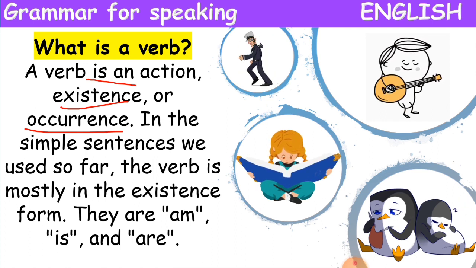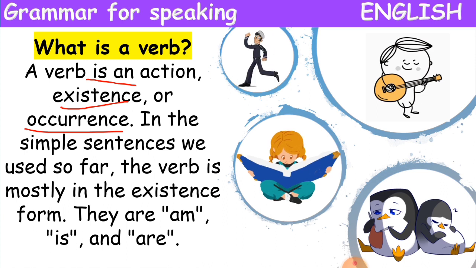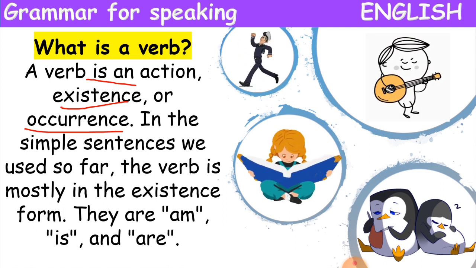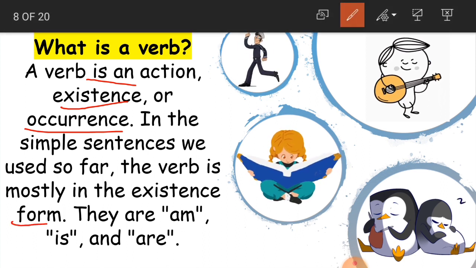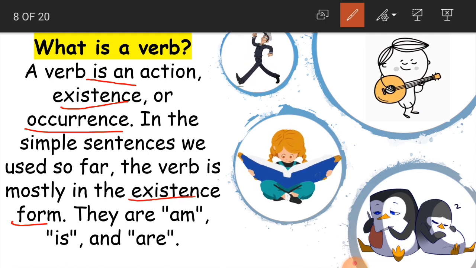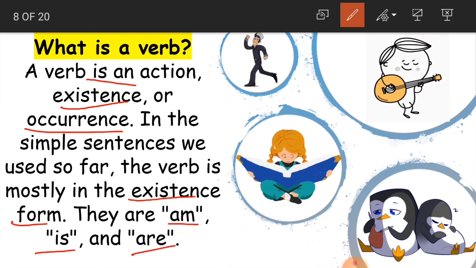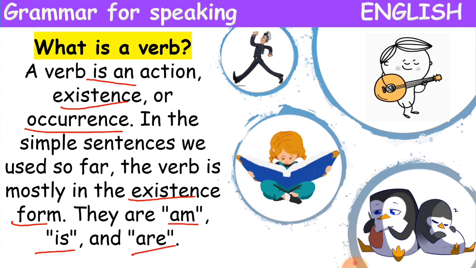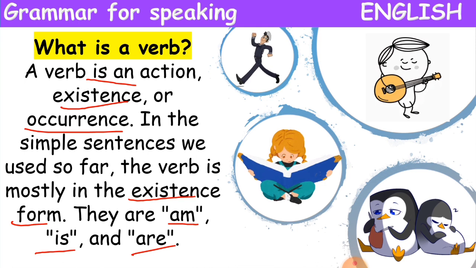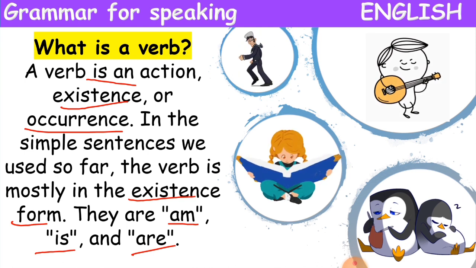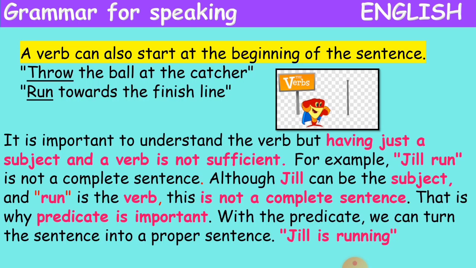So in the simple sentences we used so far, the verb is mostly in the existence form. What have we used until now? Most of the verbs are in existence form like am, is and are. Clear, children? To speak, or to just say a sentence, you need a verb in your sentence. Clear?